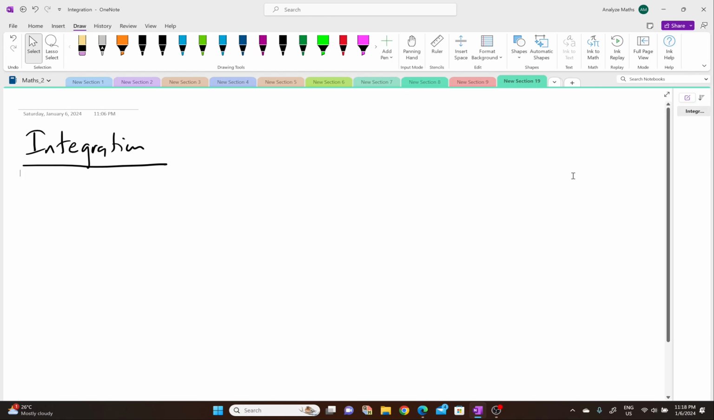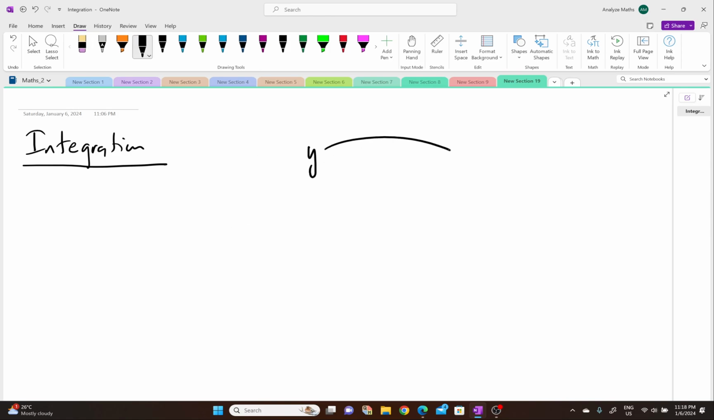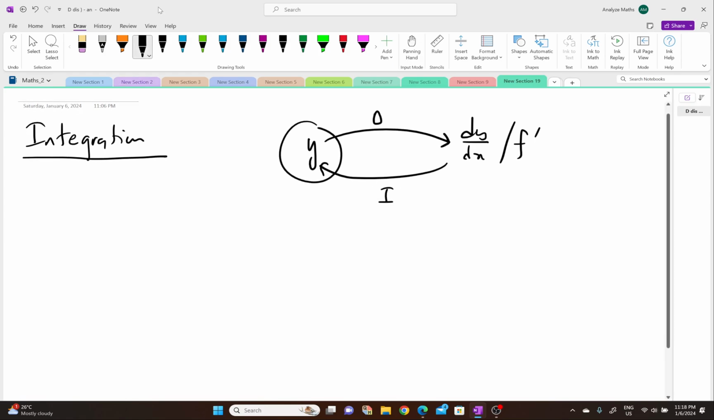Today we will do integration. We will start with some basic rules and then move on to application of integration. Integration is a reverse process of differentiation. When you are given y and you differentiate, you get dy/dx or f prime. So integration is a reverse process: you integrate dy/dx or f prime, and you get back the function. That's the idea.